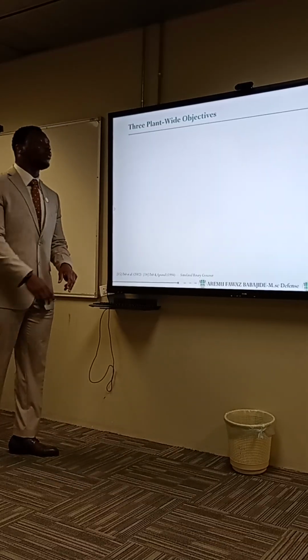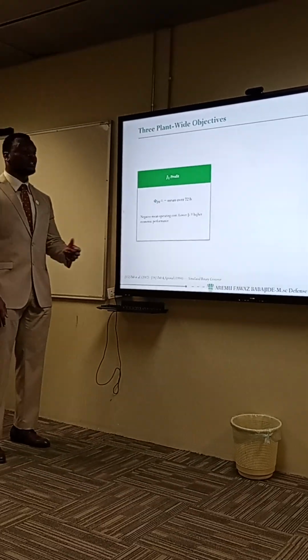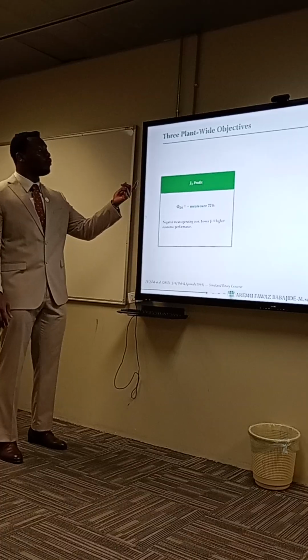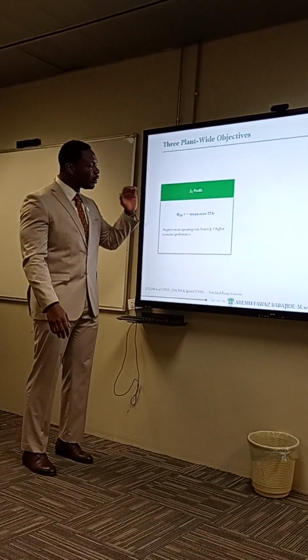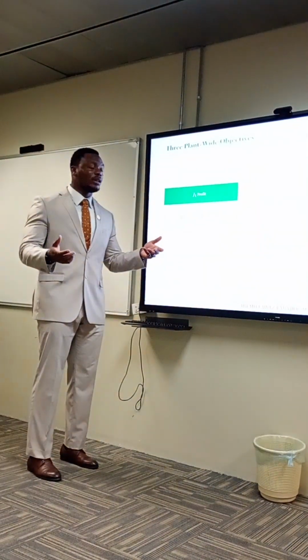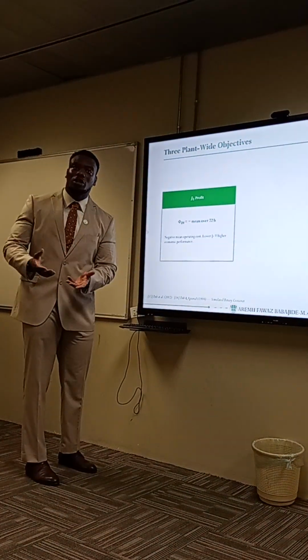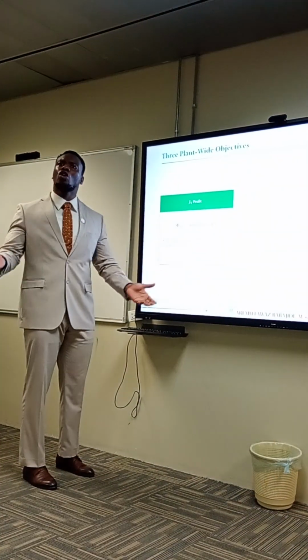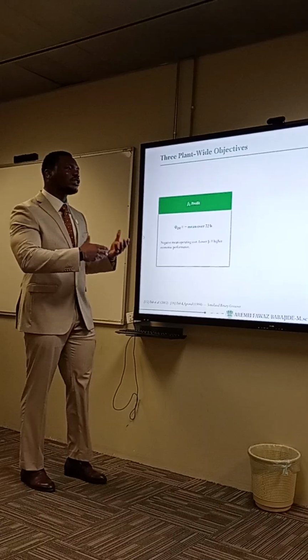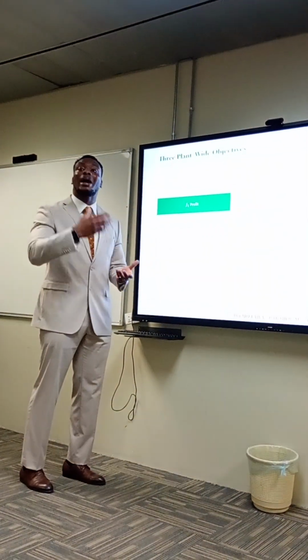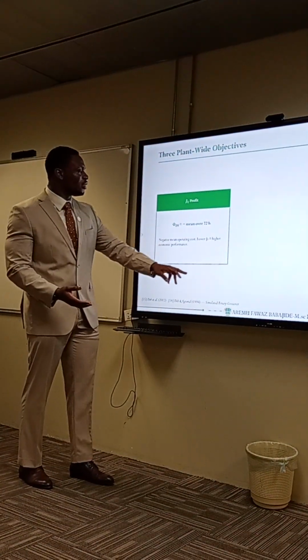And of course, we have 3 plant-wide objectives that we are looking into. The first is profit. Now, I know we said we're not considering profit, right? But to look at it as a different objective, to minimize the cost of operation gives some sort of production index that you're maximizing profit. So of course, you can use that.